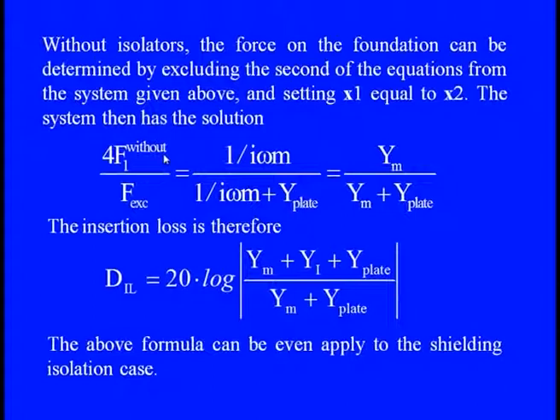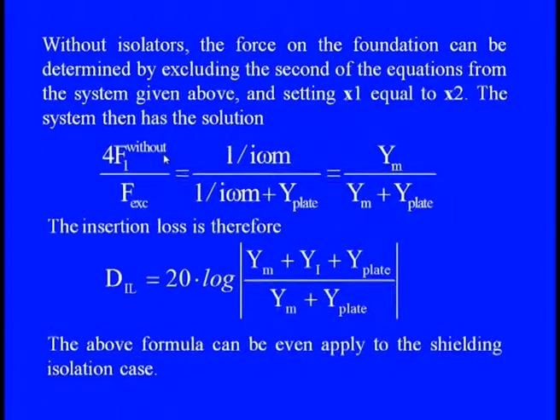Without the isolator, the forces on the foundation can be determined by excluding the second term in the equation, so that we can simply set 4F without divided by F excitation equals 1 divided by I omega m divided by 1 I omega m plus Y plate, or else we can say Ym divided by Ym plus Y plate. Yi is now not present.